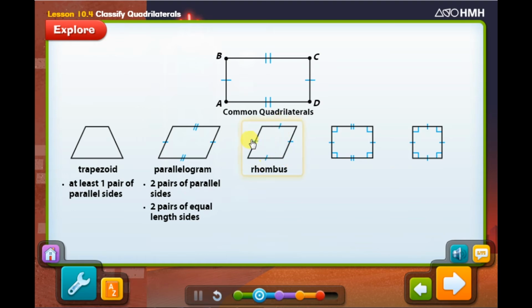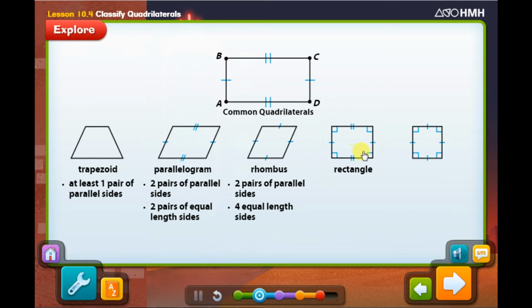Each opposite side are parallel and have the same length, and it has four equal sides. Excellent. We will not say two pairs of equal length. No, here we have all the four sides are equal. So a rhombus has two pairs of parallel sides and four equal length sides. Here is a rectangle.